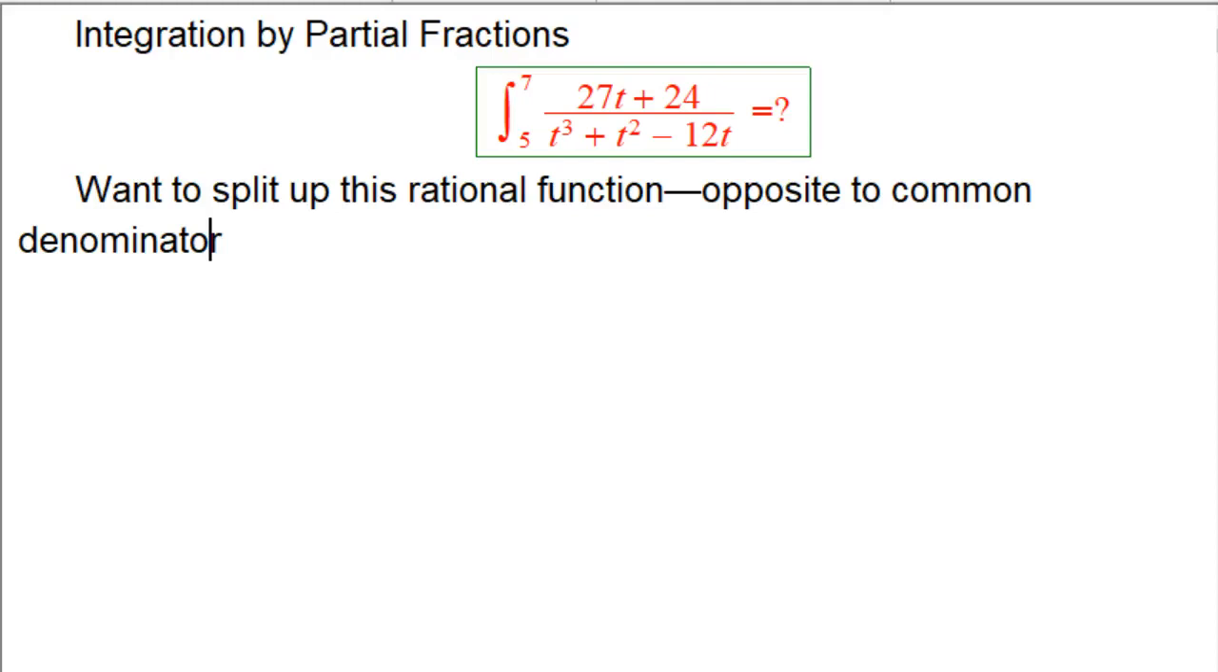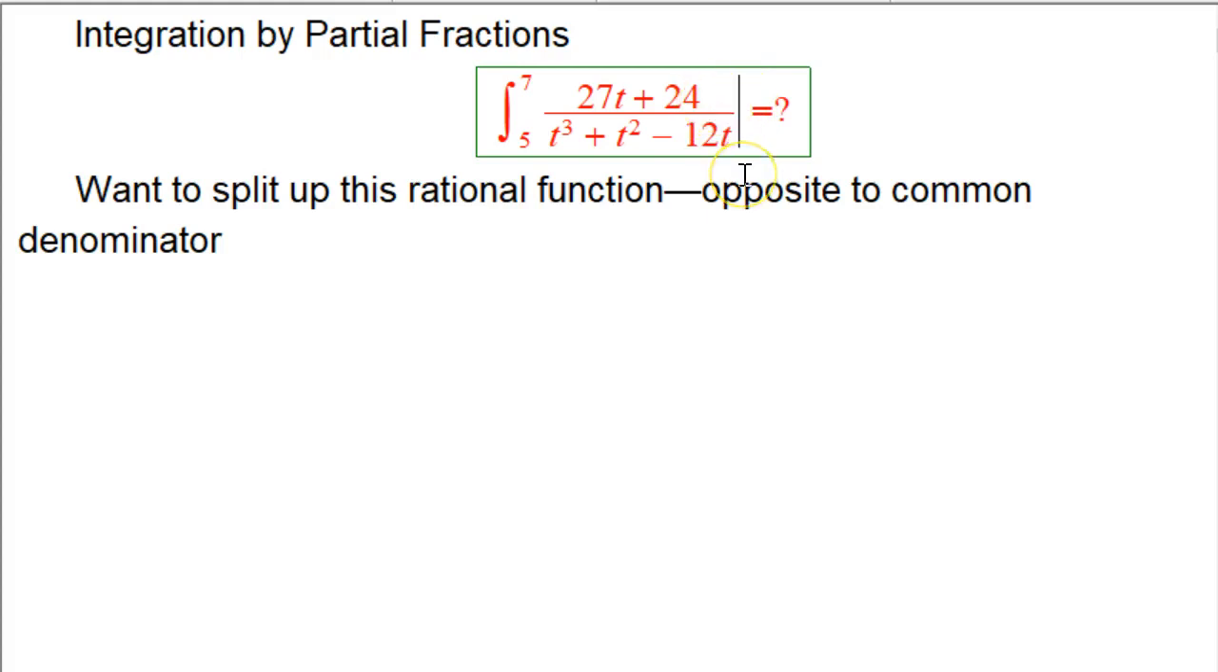So this is an example of integration by partial fractions. It's going to be one of the simpler examples, and then I'll do at least one more video with more complication. So we've got an integral. You can do this for indefinite or definite integrals, but I'll make it definite just to put some interesting stuff at the end. And it's a rational function.